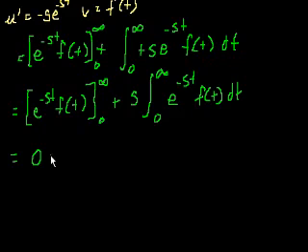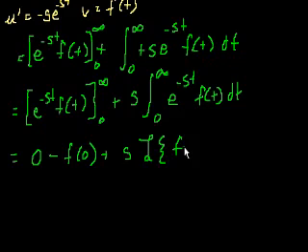And then you want to subtract this whole expression evaluated at 0. So e to the 0 is 1 times f of 0. So that's just f of 0. Plus s times, we said this is the Laplace transform of f of t. That's our definition. So the Laplace transform of f of t.